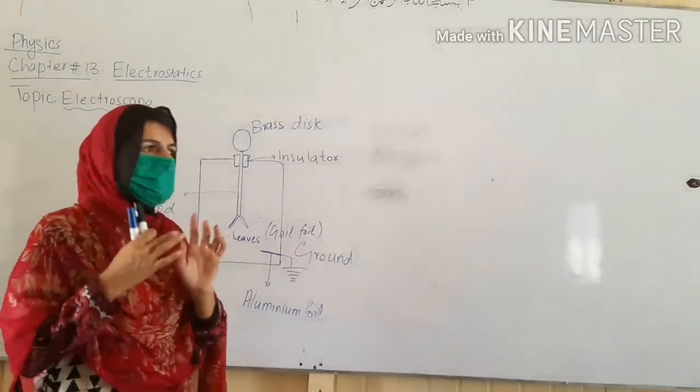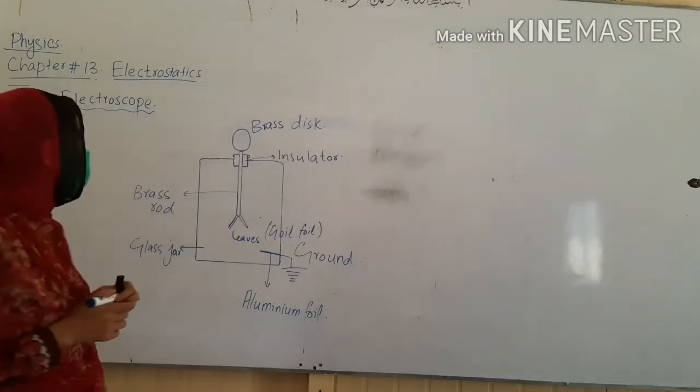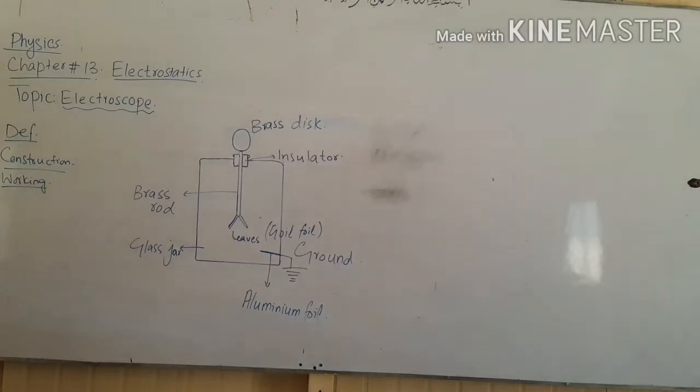As I told you, whenever you have to explain any device, you have to explain it in steps. First of all, its definition, then its construction, and the third step is its working. Meanwhile, its working principle and construction will also be included. Is it clear? Now, first of all, what is the definition of the electroscope?